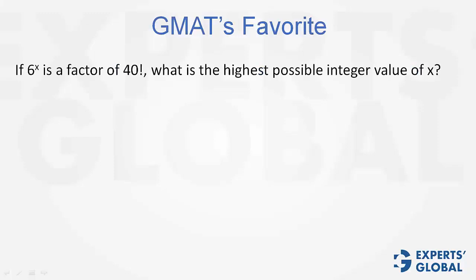A very, very important concept, this one. If 6 to the power of x is a factor of 40 factorial, what is the highest possible integer value of x? Now, very often students come up with obvious answers, such as 6 or 2. These are not the correct answer. The right answer is much higher in value.